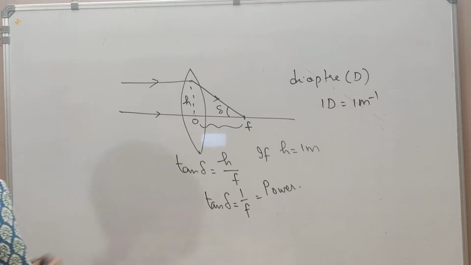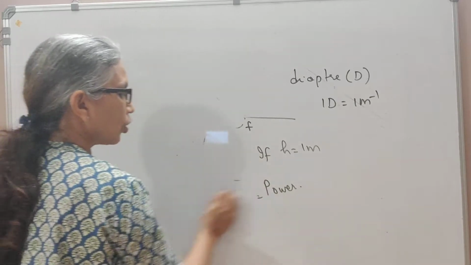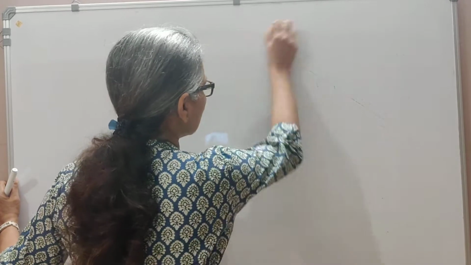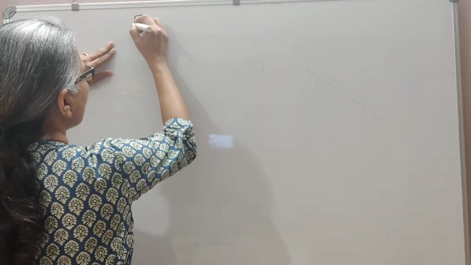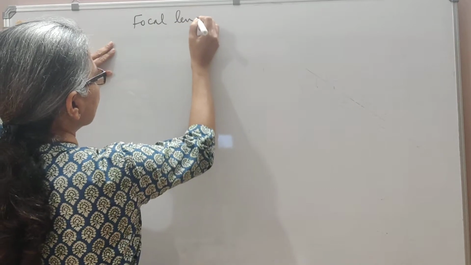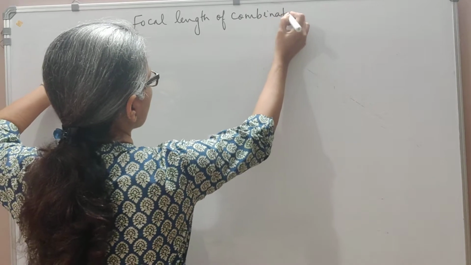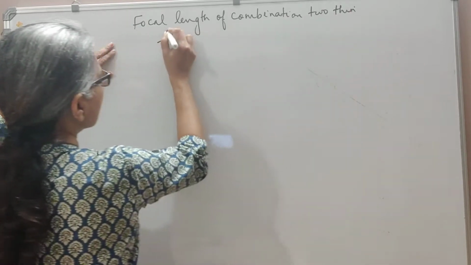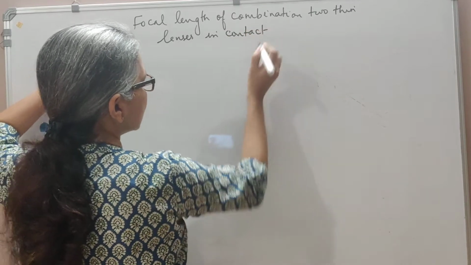The next thing that we need to derive here is, what will be the total focal length of many lenses in combination when they are kept in contact with each other. Okay, so here we will just deal with 2 lenses, but the same goes for any number of lenses that you use. So we are going to derive the focal length of a combination of 2 thin lenses in contact. So you're keeping 2 thin lenses in contact.